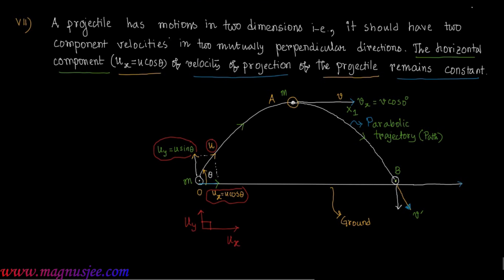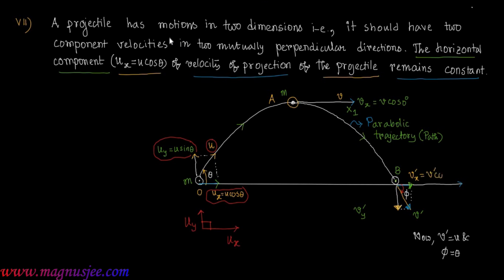Similarly, we can resolve the velocity V prime with which the projectile strikes the ground in two mutually perpendicular directions. Here Vy prime is the vertical component of the final velocity V prime. Now we can draw a rectangle here, and V prime makes an angle phi with the horizontal direction. Now V prime is equal to U, and phi is equal to theta. And V prime x is equal to V prime cos phi.